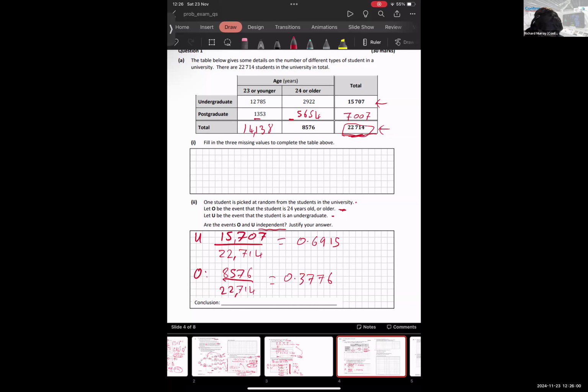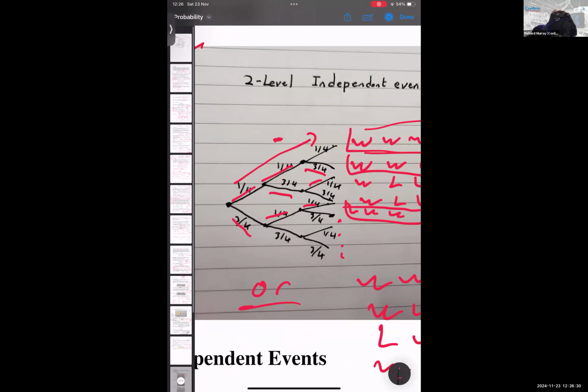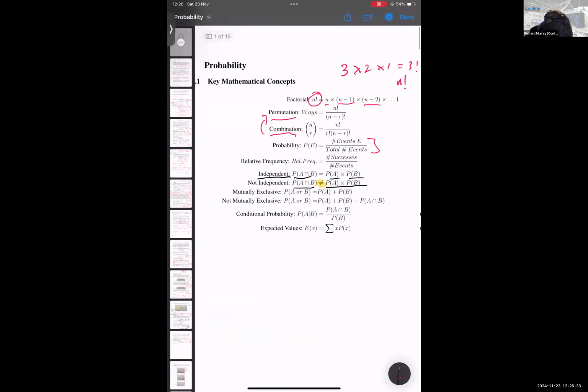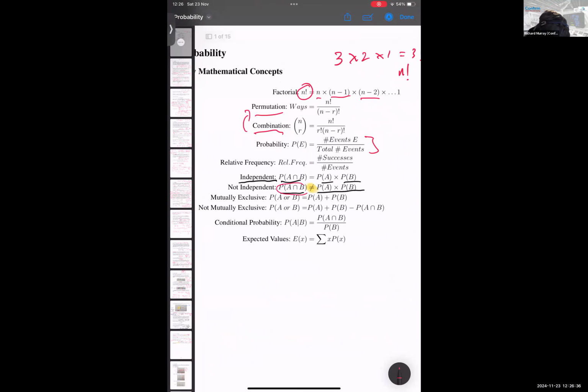Now, intuitively, we would expect that students being undergraduate students tend to be younger. So we would expect then that postgraduate students are likely to be older and that they should contribute to a larger proportion of the over 24 population of a university. So intuitively, from our understanding of the world, we would expect that these two things are not independent, but we have a test for independence. So our test for independence is checking whether our intersection is equal to our probability of A times our probability of B.